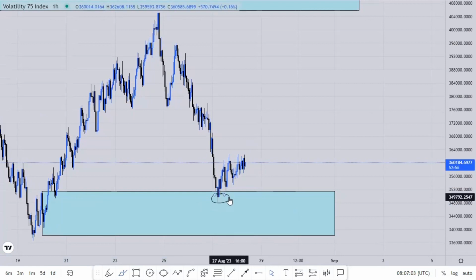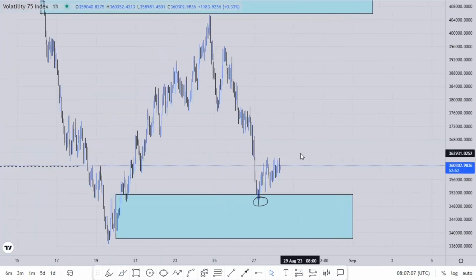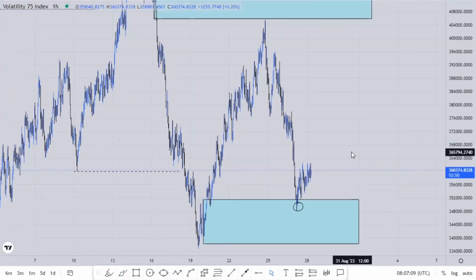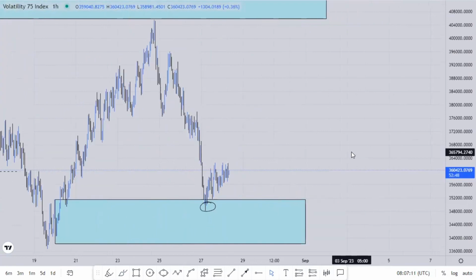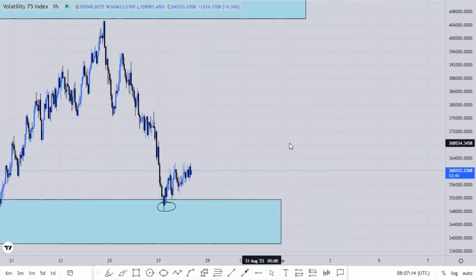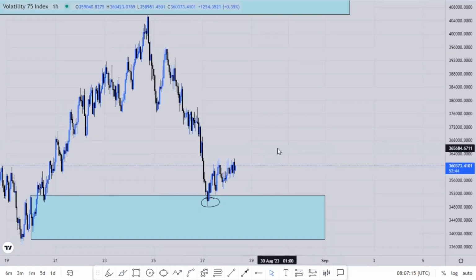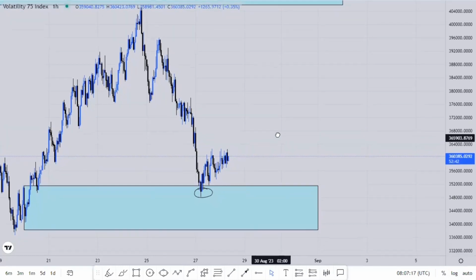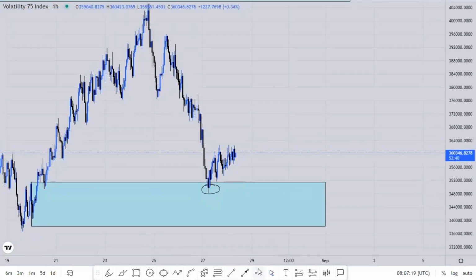So the first entry that you're supposed to enter was this one. This buy there was your first entry that you're supposed to enter, right? It was here. So now, where is the next entry?